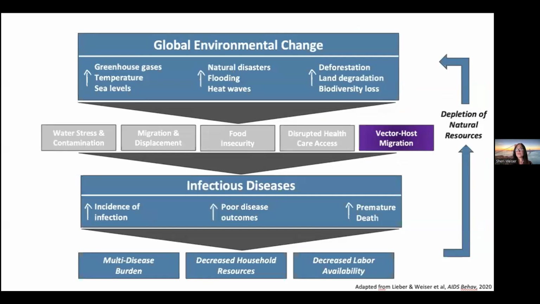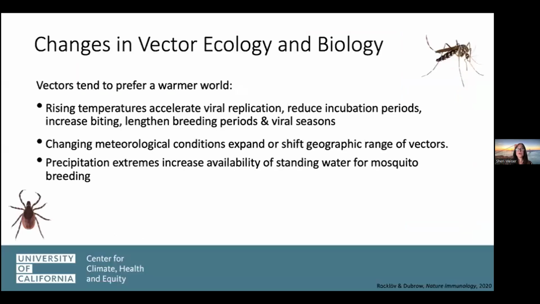So let me spend an extra minute or two covering the last pathway, namely that climate change we know alters the breeding patterns and geographic range of both insect and animal disease vectors. So generally speaking, we know that vectors tend to prefer a warmer world, since higher temperatures can really improve a pathogen's capacity to survive and spread. So rising temperatures, for instance, we know cause viruses to replicate much more quickly inside mosquito vectors. It also reduces incubation periods and lengthens those breeding seasons.